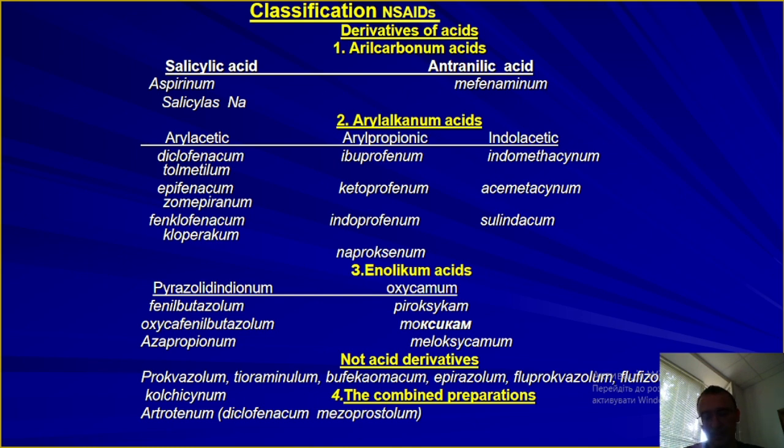And how to avoid it? We are using selective non-steroids. As you remember, there are 2 groups of non-steroids: selective for cyclooxygenase 2 and non-selective.